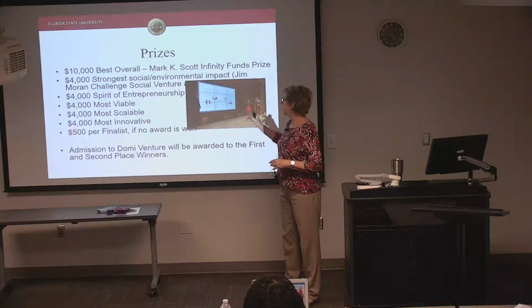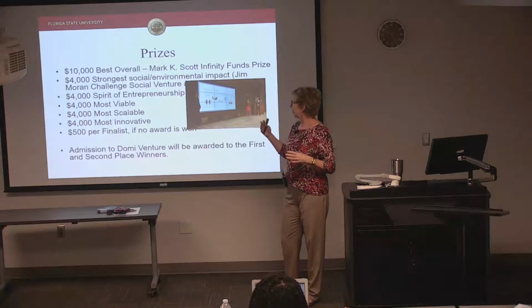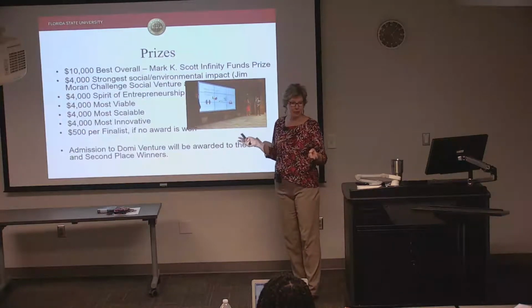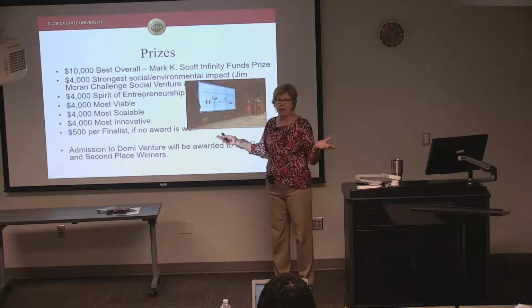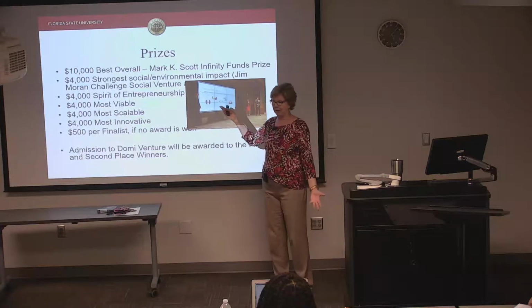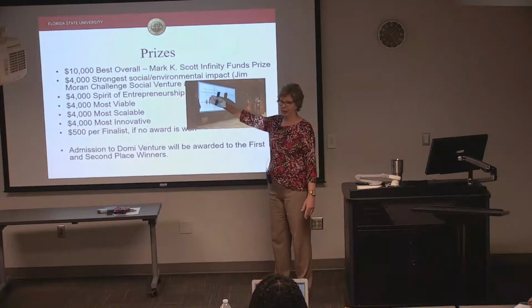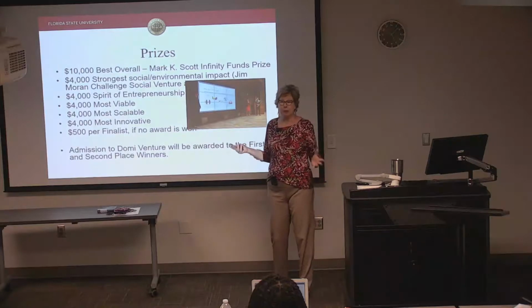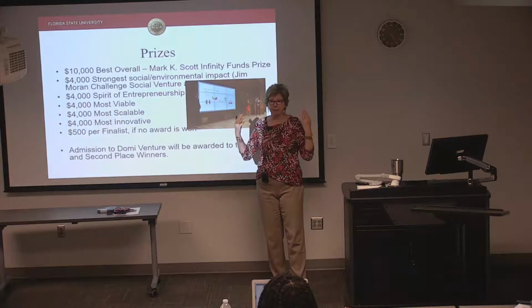So there's $10,000 for best overall, and $4,000 for the strongest social environmental impact, which is kind of behind that picture there. It's the Jim Moran Challenge Social Venture Award. Whichever social venture comes out on top gets it. Frequently a social venture could win the best overall prize, in which case the second best social winner would get the $4,000. Then we have one called Spirit of Entrepreneurship. Spirit of Entrepreneurship is about how the team works together, and did you come to workshops?